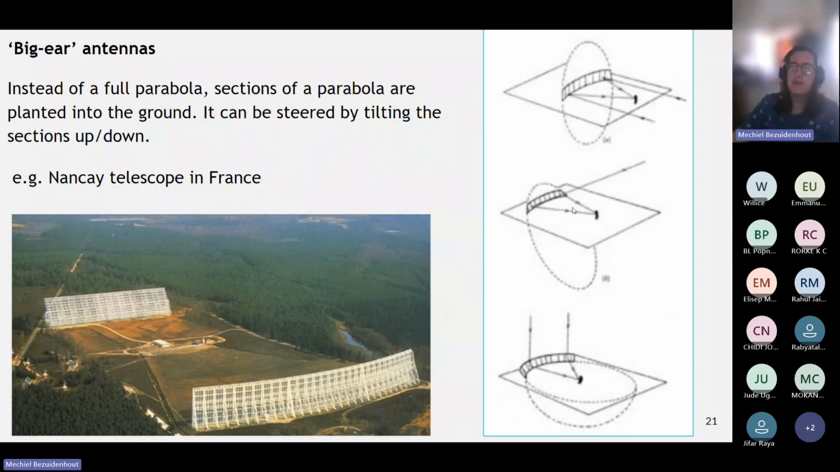So engineering-wise, it's a very simple approach, but you can still get a pretty good approximation of a very big telescope. These kinds of telescopes are still in use today. For example, the Nancy telescope in France still uses this setup. You can see the two ears on either side, and in the middle there's a processing building where all of the detection happens.